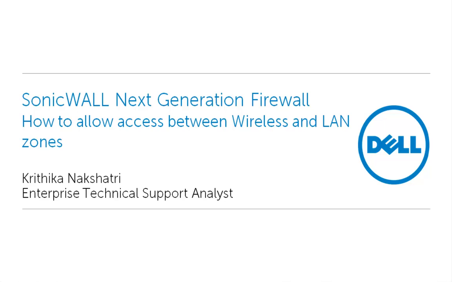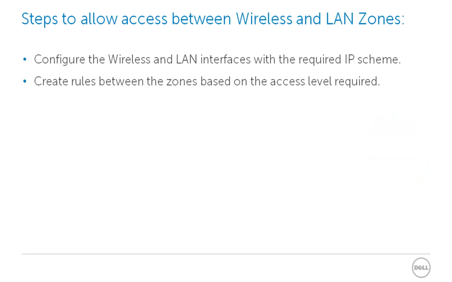Today we will demonstrate how to allow access between the wireless and LAN zones. To allow access between wireless and LAN zones, we need to first configure the wireless and LAN interfaces with the required IP scheme. We then create rules between the zones based on the access level required.